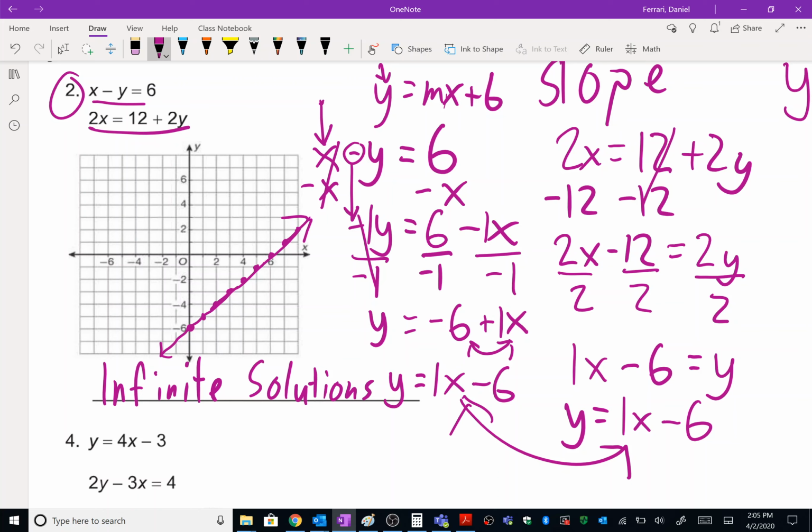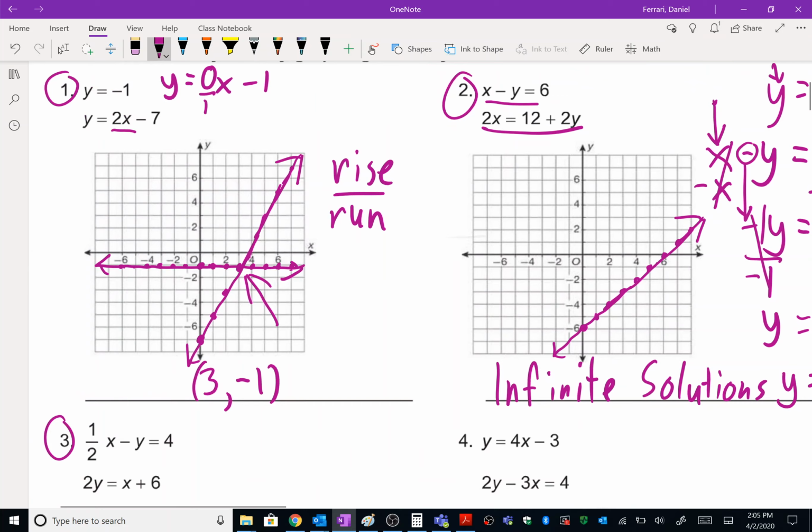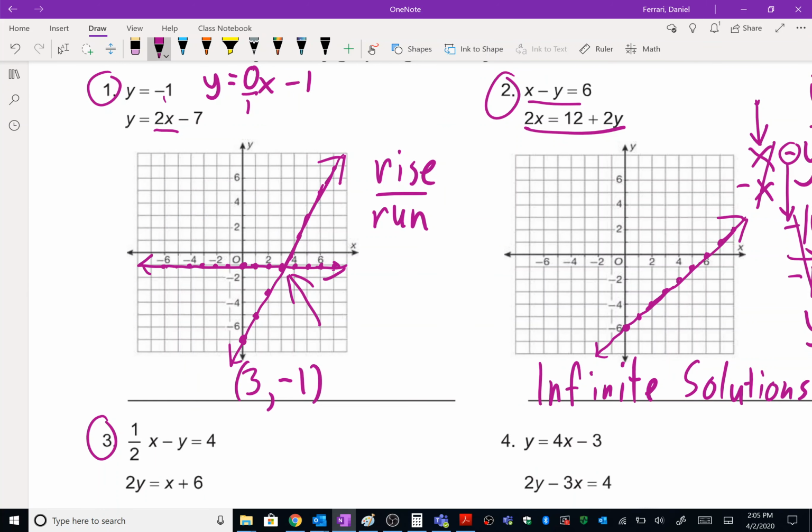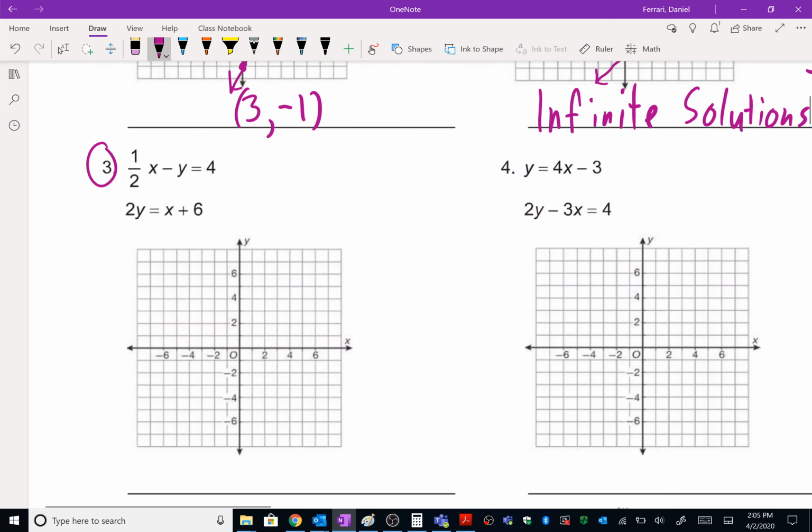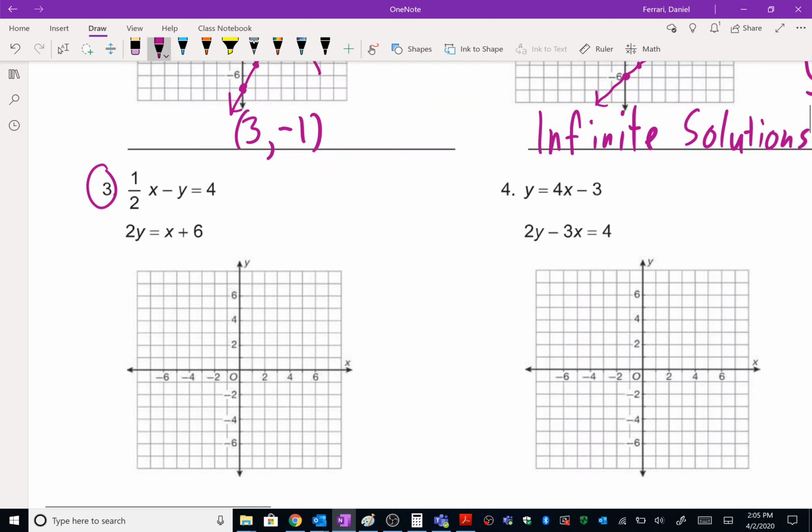One last thing before we move on: remember that you do not need to do this process if they're already in slope-intercept form. If they're already set up for you, you don't need to rearrange them. For example, when I look down at 3 and 4 here, all the equations for number 3 are not in slope-intercept form, so I'm going to need to change them over. But for 4, notice how one of these is already in slope-intercept form. That equation you can just graph. The other one you will need to change into slope-intercept form.